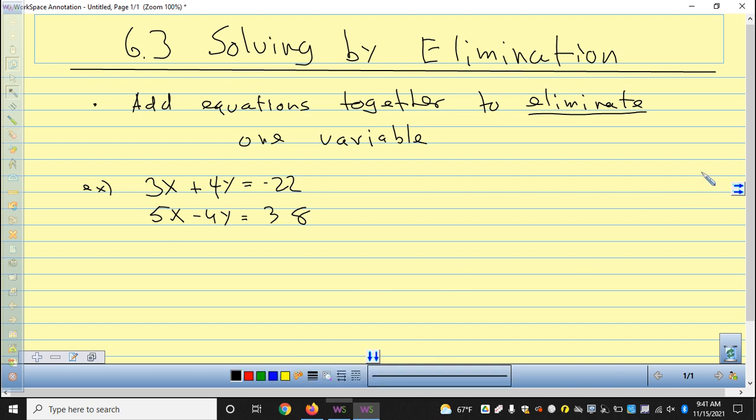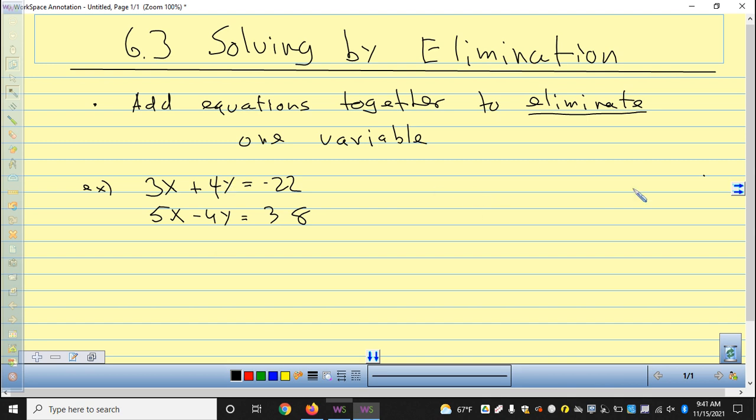Now we could solve this by graphing. We could get y equals by itself on both sides and graph those two equations. It'd be a fair amount of work because we have these numbers here. We could solve by substitution. Okay, we could get x or y by itself. Looks like we'd get maybe some fractions involved there, maybe.